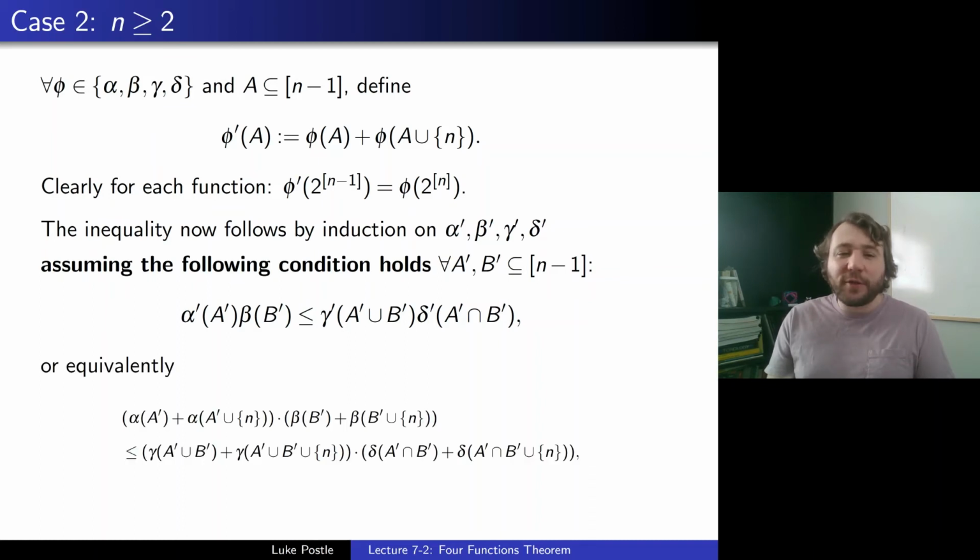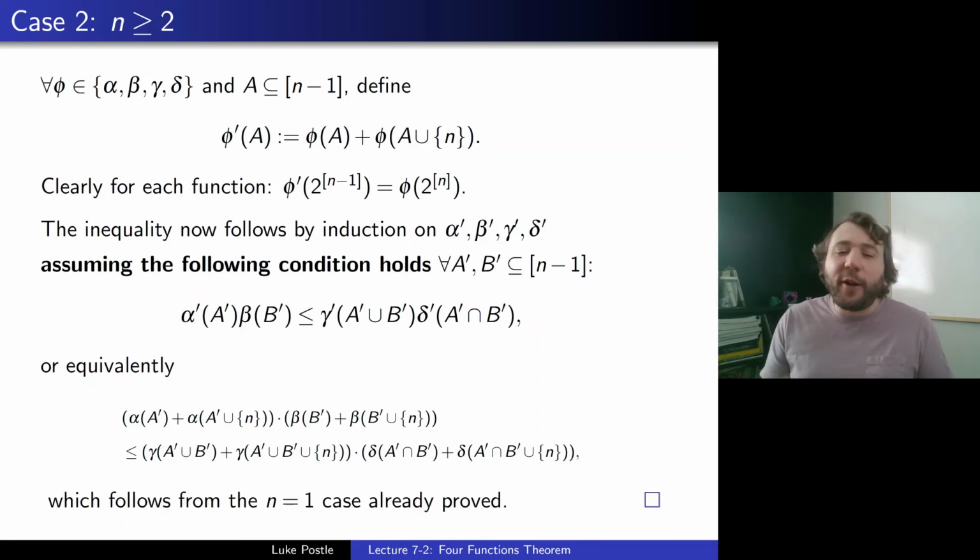And if you work it out, what does that mean? Well, just put in the definition from above. So really we're saying you have alpha of a prime plus alpha of a prime union n, and the same for betas where it's b prime and b prime union n, and then the same for gammas and deltas for their appropriate sets where we add n. So we get this problem. We have to show that for these two sets for alpha, these two sets for beta, the product is at most somehow the corresponding sets for gamma and delta. But if you think about that, that follows from the n equal 1 case that we've already proved. So I won't do that detail. You can refer to Alon and Spencer for the quick details.